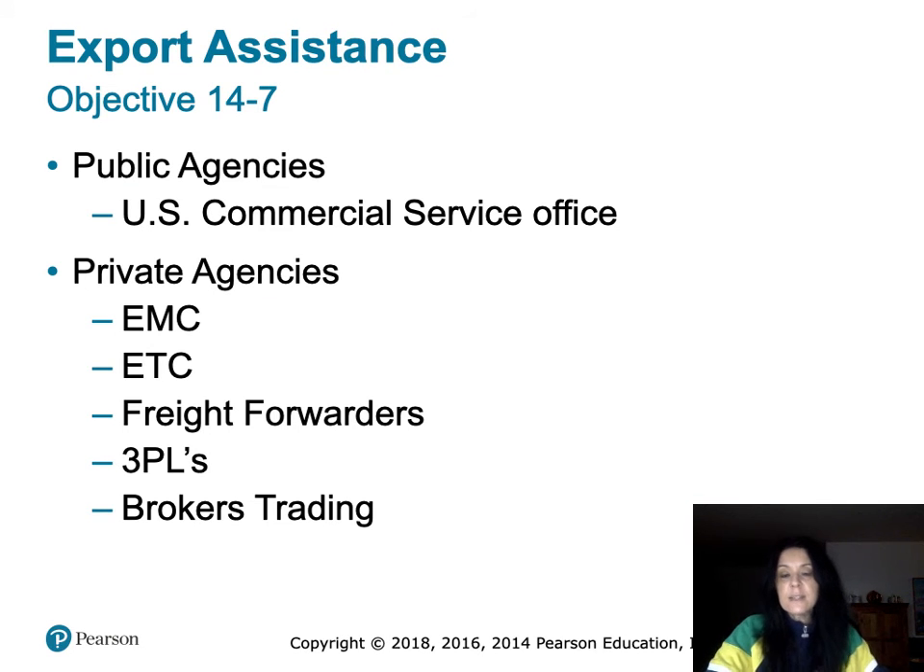Learning objective 7 is all about some of the resources and assistance that help international traders. The first assistance comes from public agencies, especially the U.S. Commercial Service Office. Agents in the United States can start at the nearest commercial service office, which operates as the trade promotion arm of the U.S. Department of Commerce's International Trade Administration.